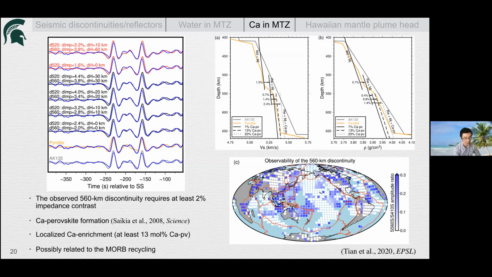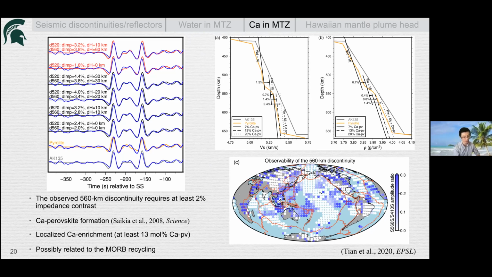Instead, we need at least 13% of calcium perovskite in that region of the mid-mantle to create such a strong signal of 560 discontinuity. So again, on this right side, I'm just wondering that maybe these blue dots can serve as indicators of localized calcium enrichment. And of course, the next question is, how do we get this calcium enrichment?